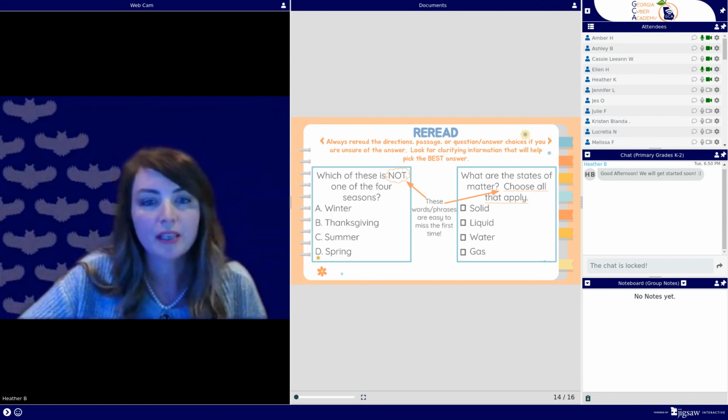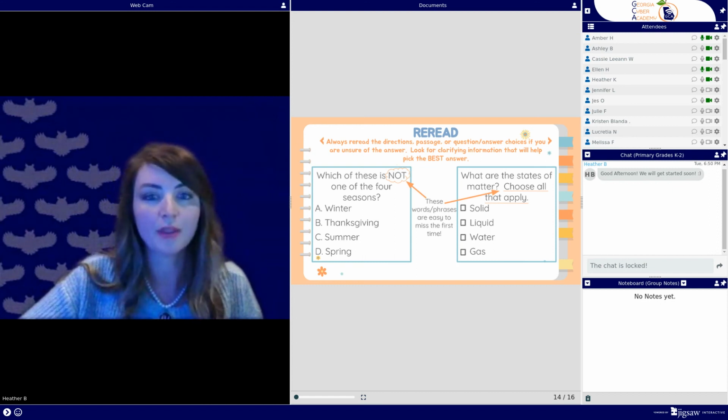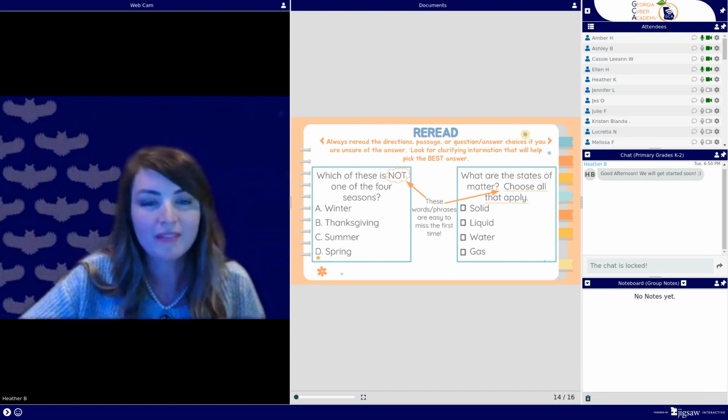Here you'll notice if a student just quickly read this, which of these is not one of the 4 seasons. The keyword there is not, of course, but it's very common and very likely that a student may read this and say which of these is one of the four seasons. So it's important to reread the passage and the questions and the directions just to make sure for your correct answer.